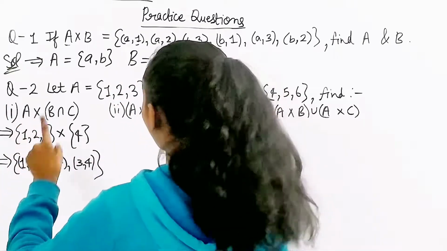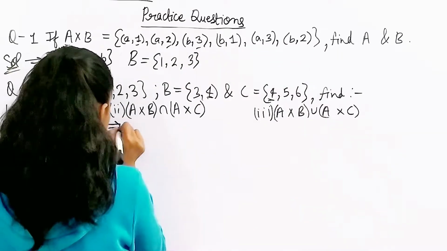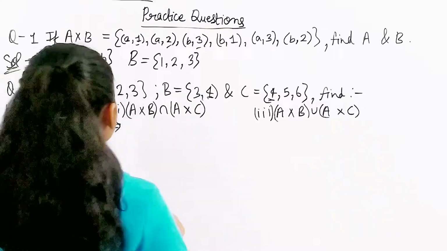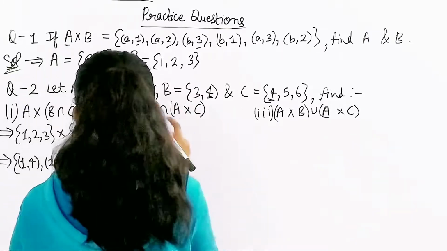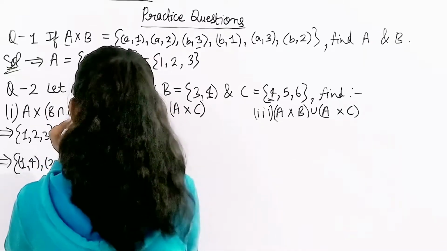We saw the first part. Now let's move on to our second part. The second part is A cross B intersection A cross C. So first of all, let's see the A cross B. It is going to be a little big.